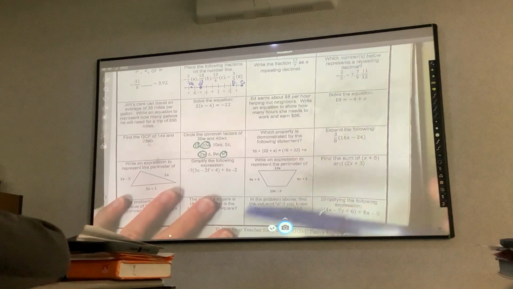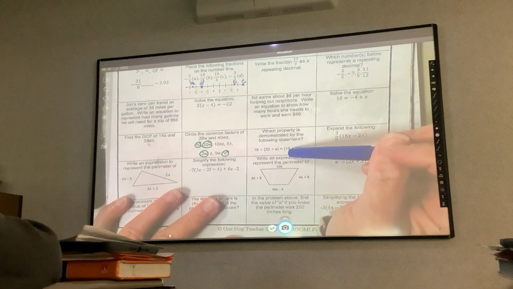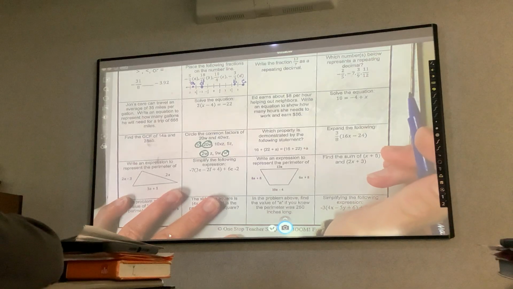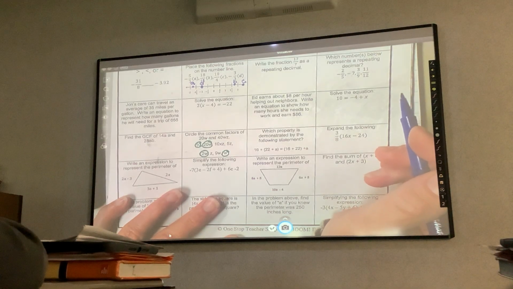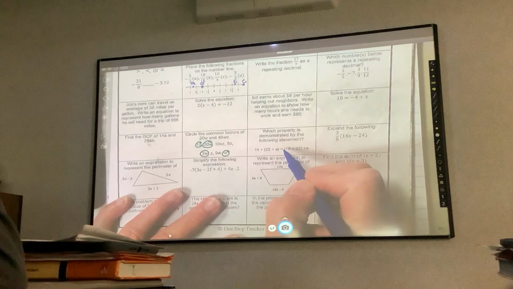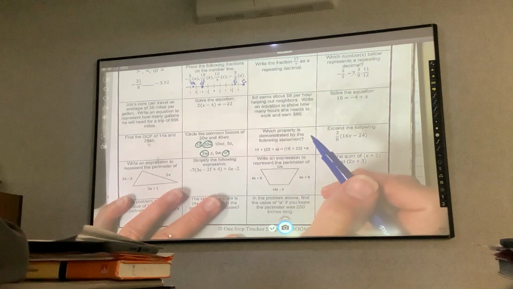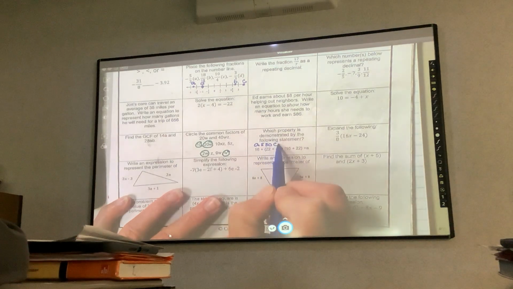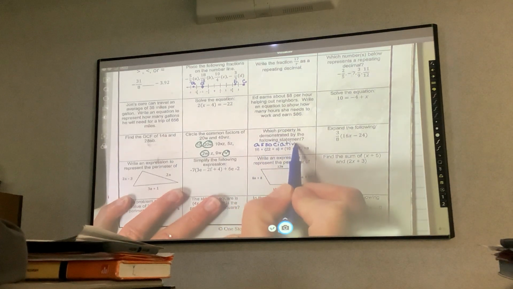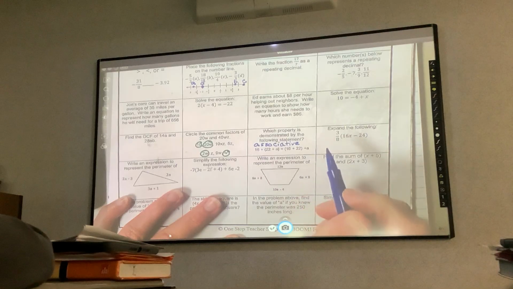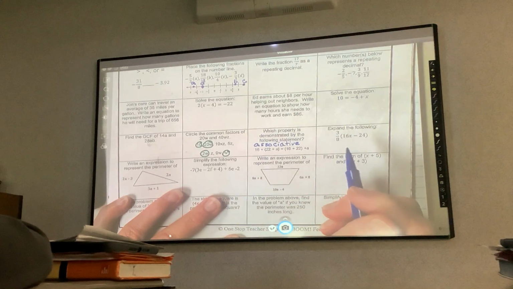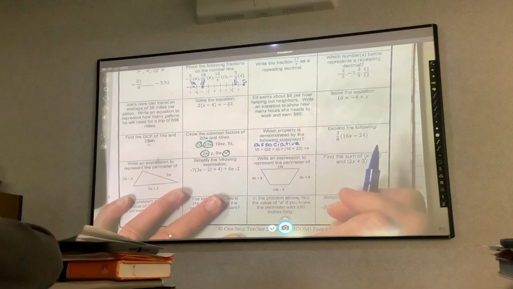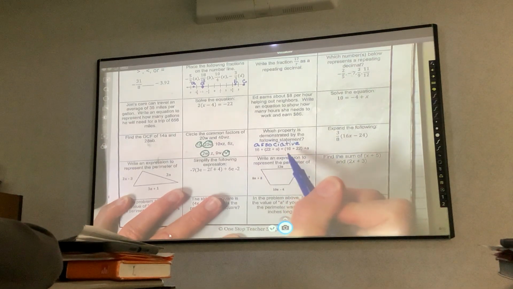Which property is demonstrated here? Why is it associative? What am I moving? The parentheses are moving, and that's like I have an association. Make sure you spell it correctly. Associative. Because I think when I work with an association, I think of groups. And when I think of groups in math, I think of the parentheses.